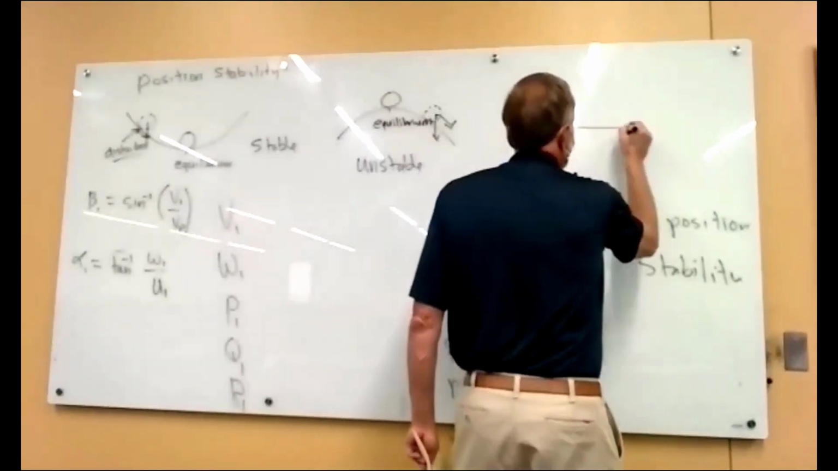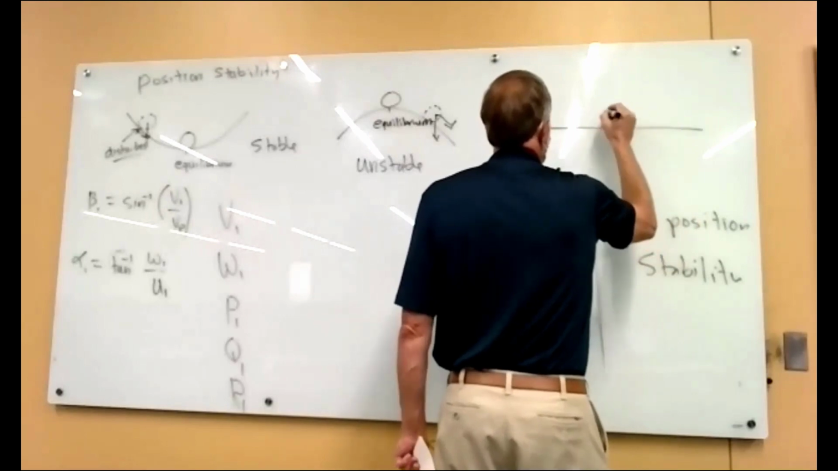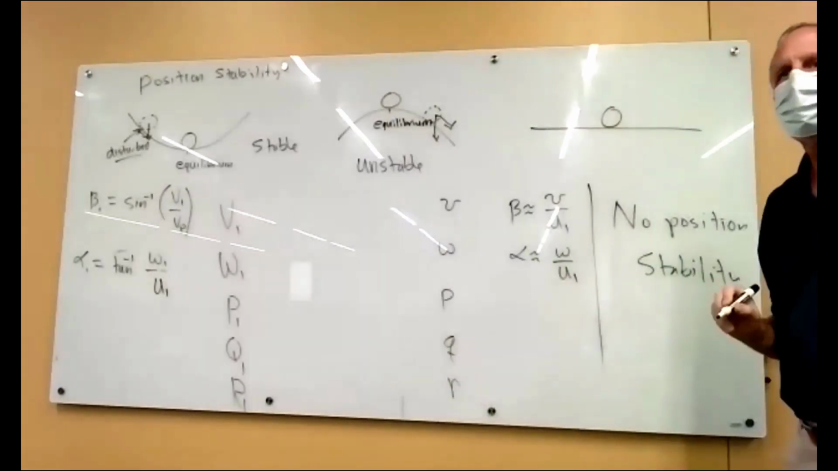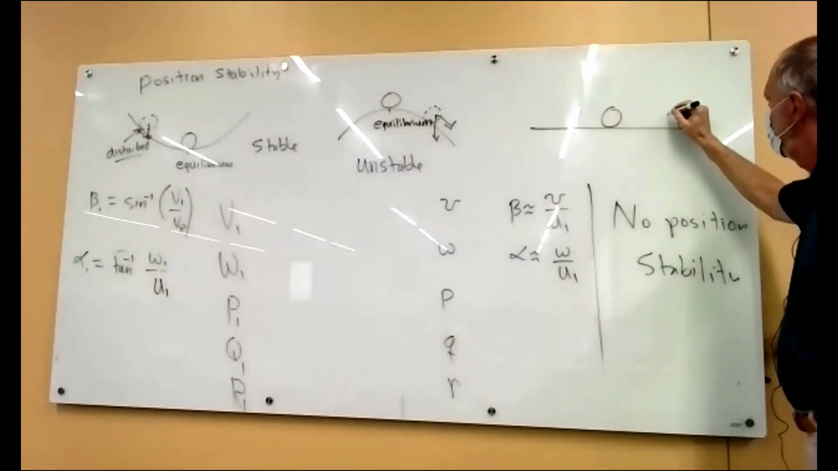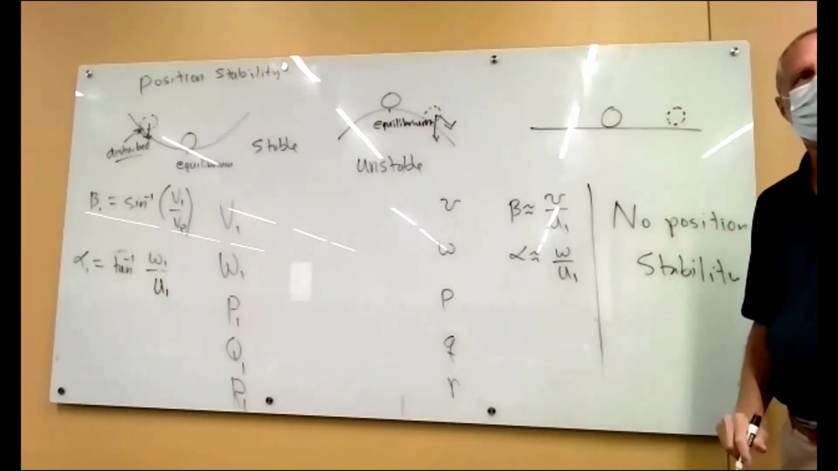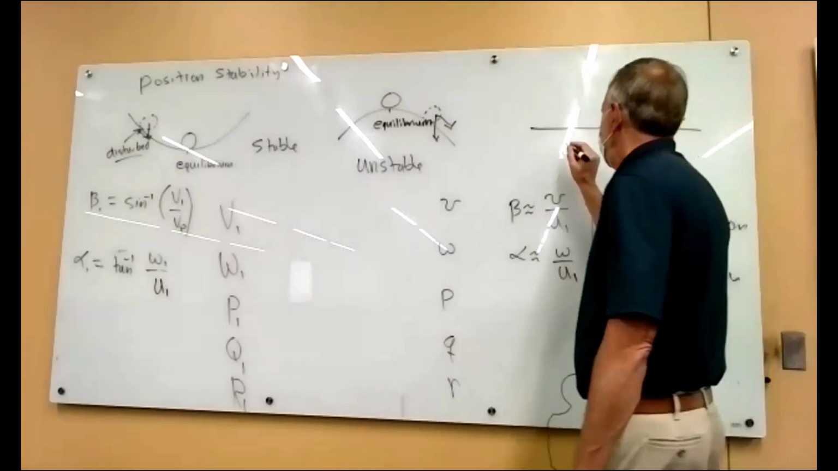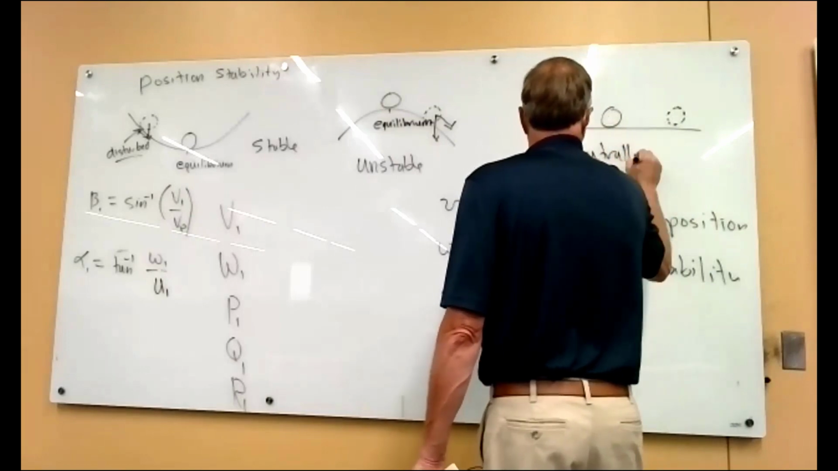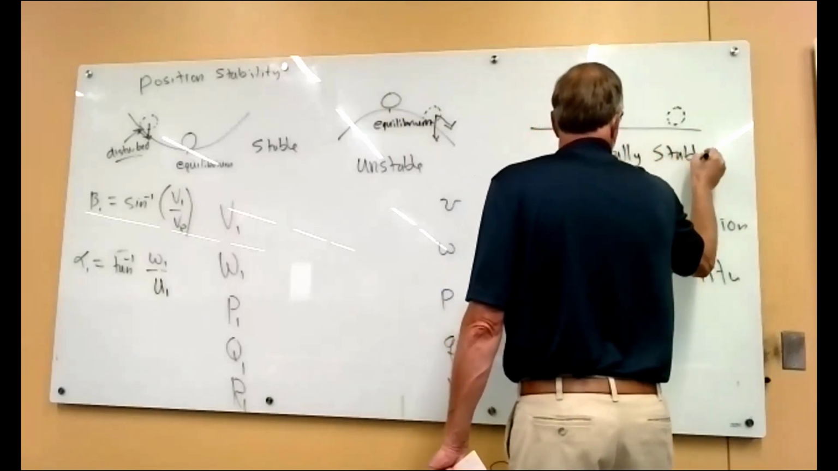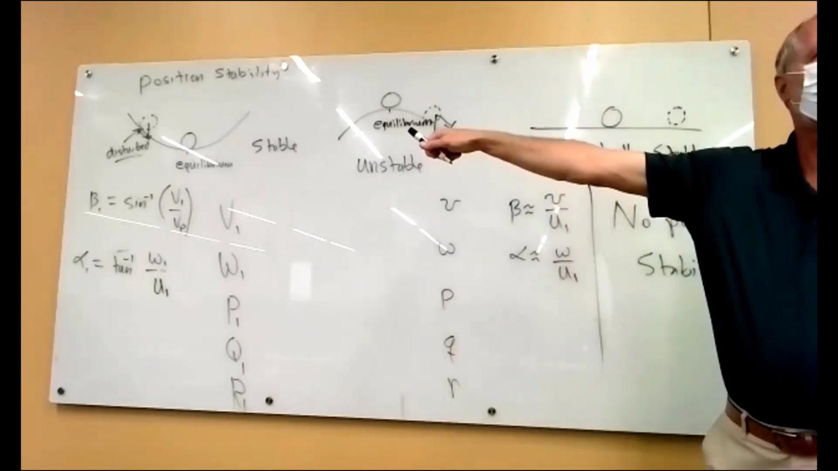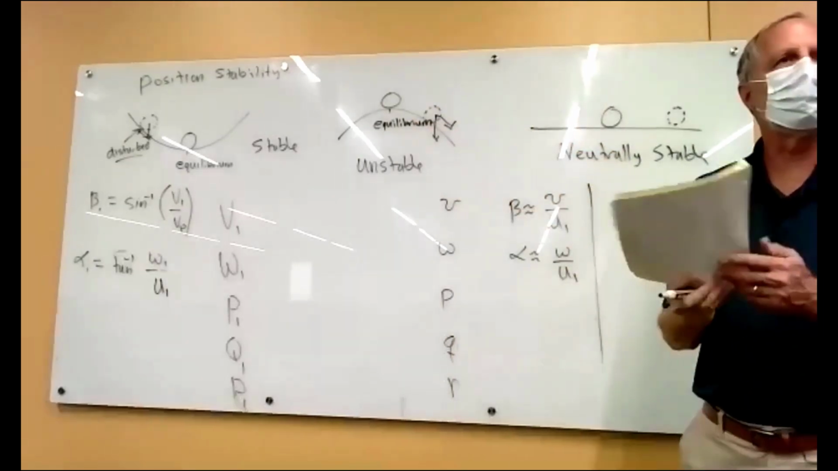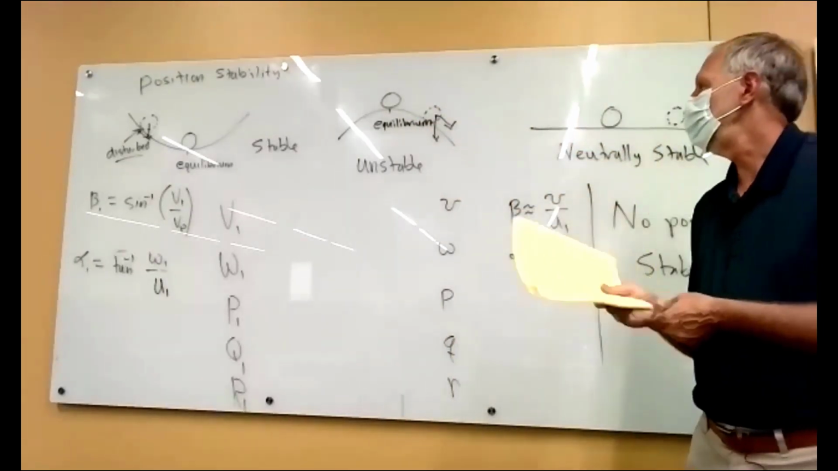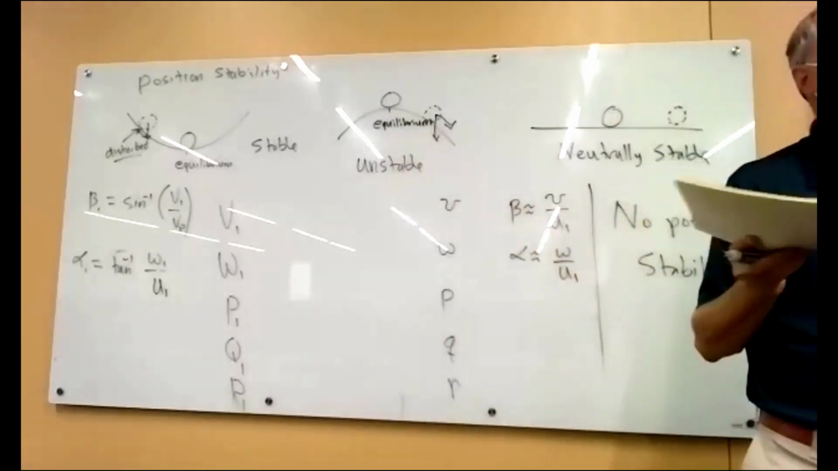And then if you have the in-between case, you have a marble on a flat surface. If you disturb it over here, it just stays there. And we call this neutrally stable, because it doesn't move back toward the equilibrium. It doesn't have a force generated to go back, but it doesn't go away either. So it's in between.